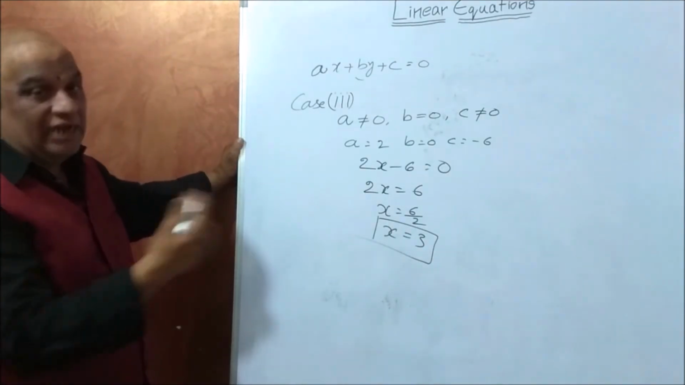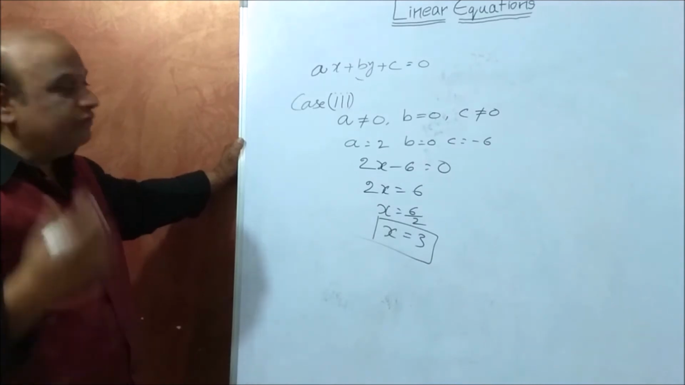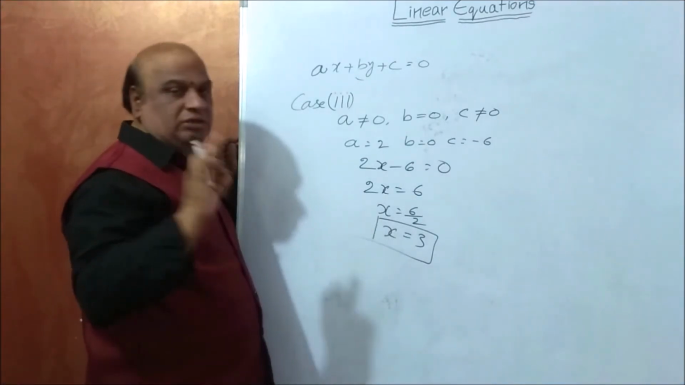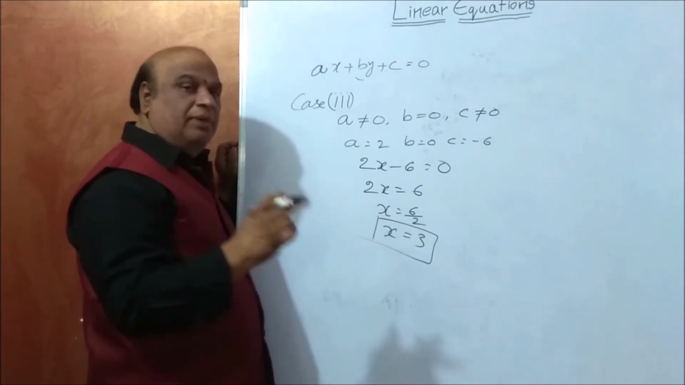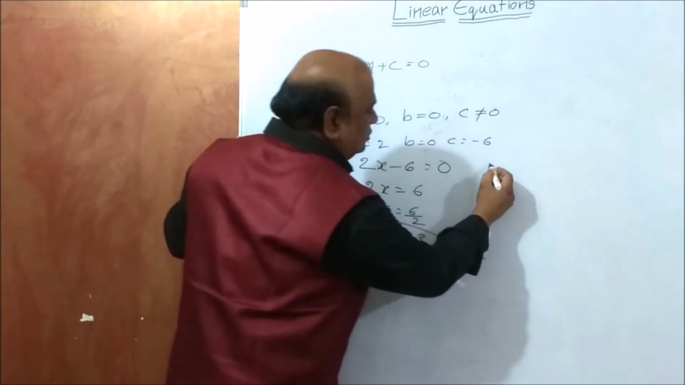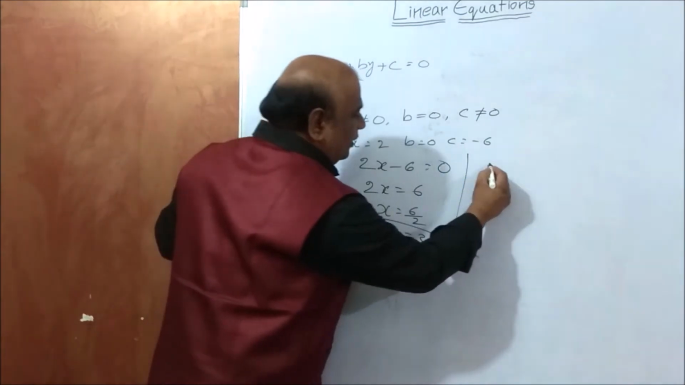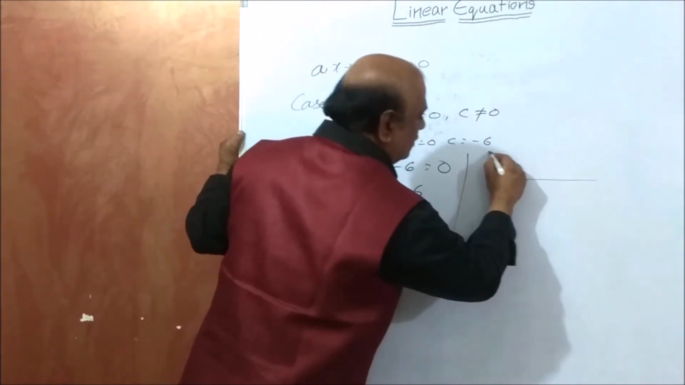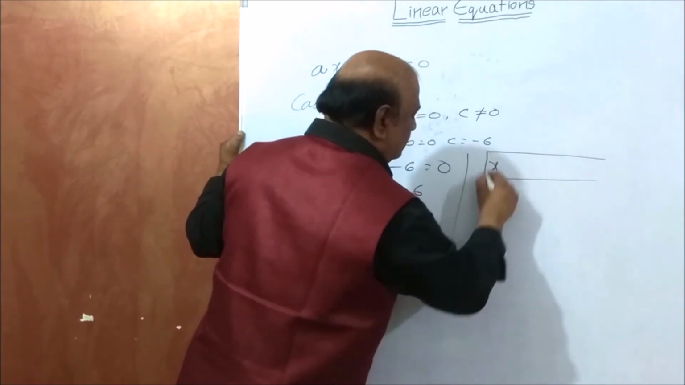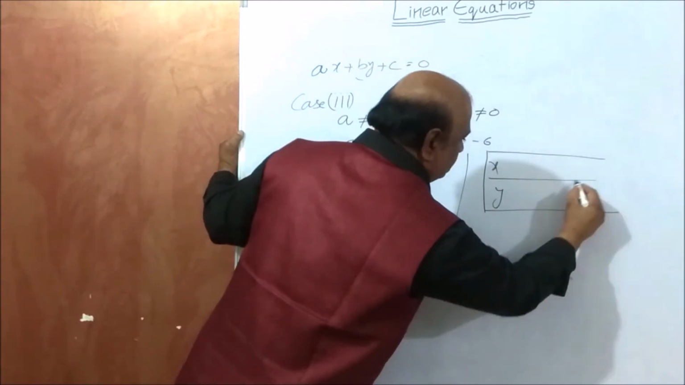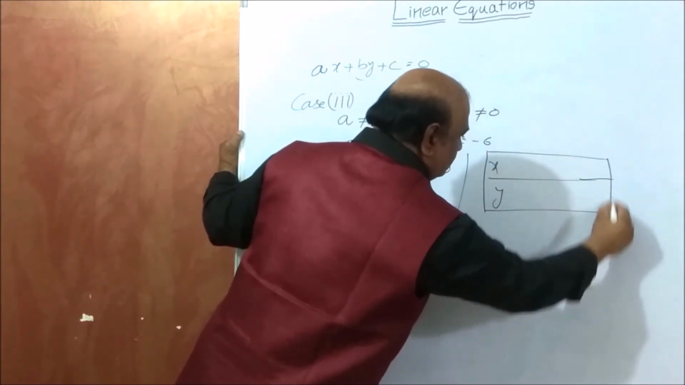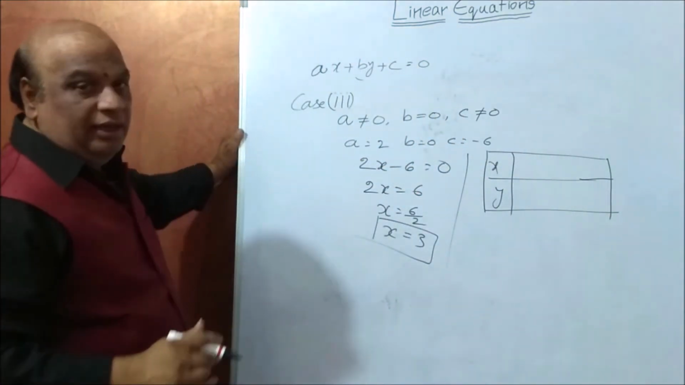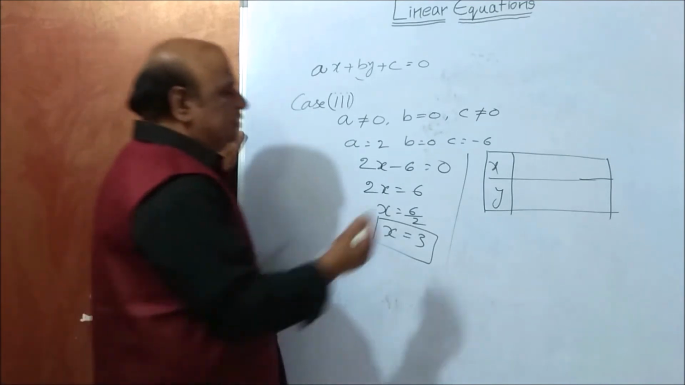How to draw this line now? First of all, you have to make the table. X is constant. What is the constant number? 3. Here you see this table of x and y. So here actually x is equal to 3. This is the constant.